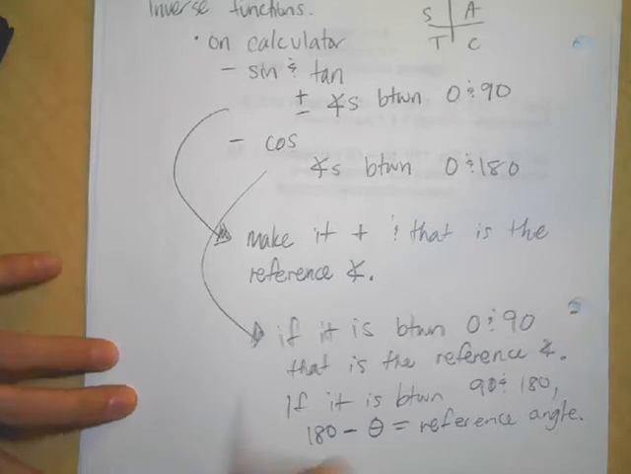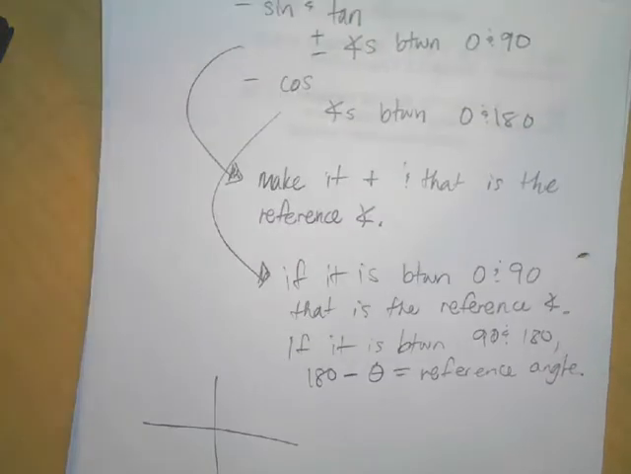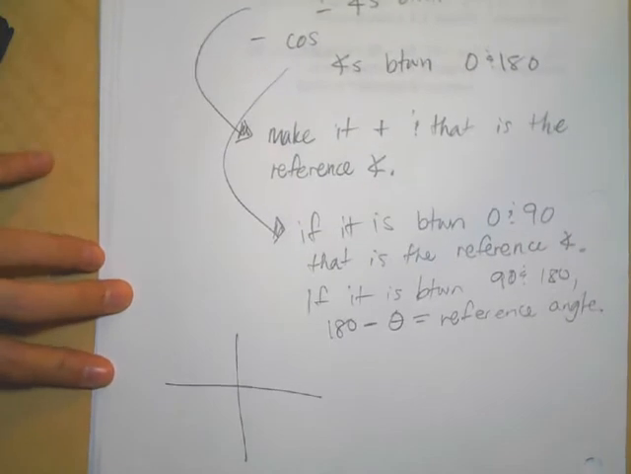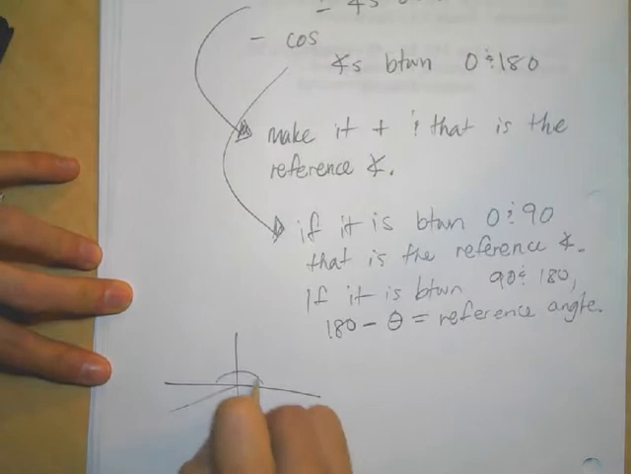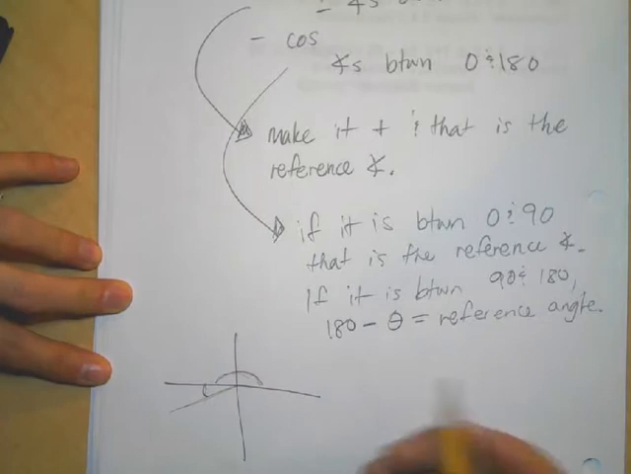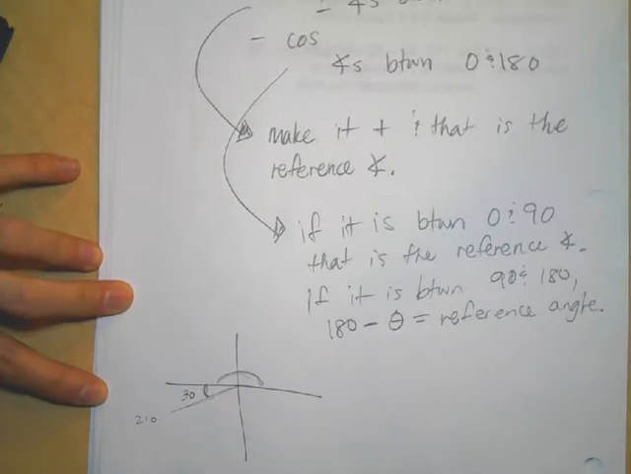The way you're thinking about it is like this. The question was, if it gives you 30 and they want you to find 30 in quadrant 3. So quadrant 3 is over here, right? You're adding 180, half a circle, and you're adding the angle that you got, which was 30, to it. So that would give you 210.